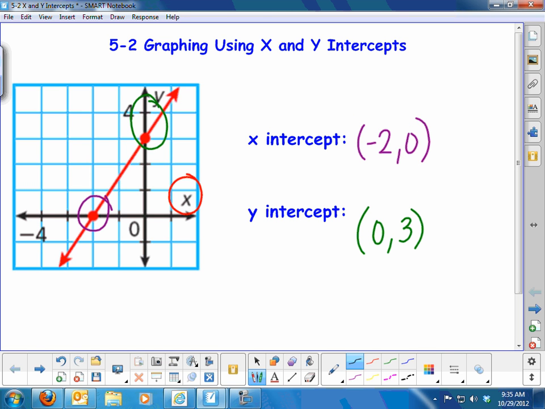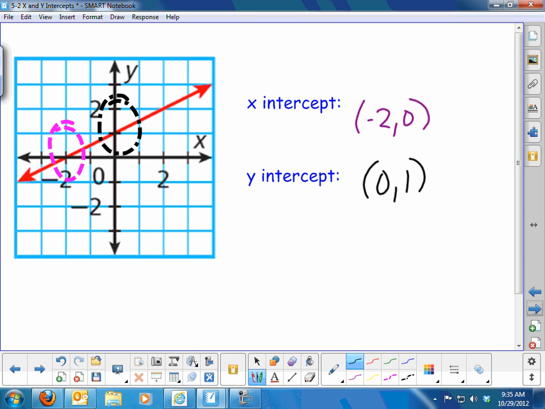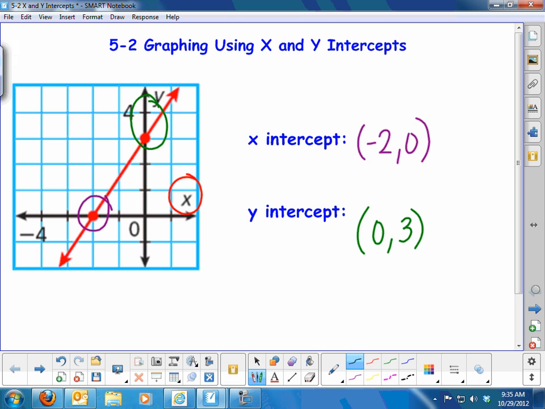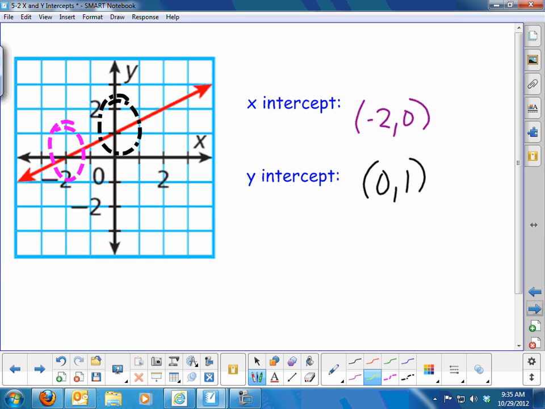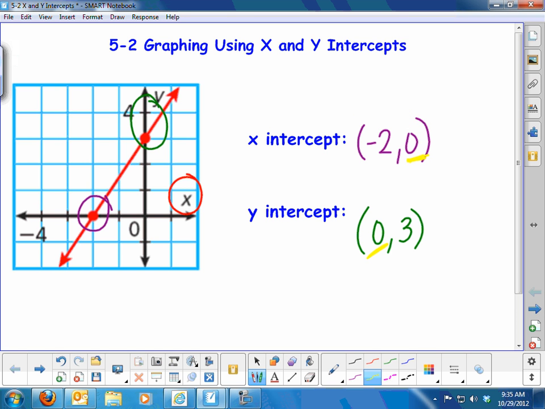My previous example, what do you notice is similar between all of these ordered pairs? Here, -2, 0, then I have 0, 3. Here I have -2, 0, 0, 1. What number is in each and every ordered pair? That would be the number 0. Is it coincidence or is it right that there is a 0 in every ordered pair? I want you guys to think about that. Why is there a 0 in every ordered pair?